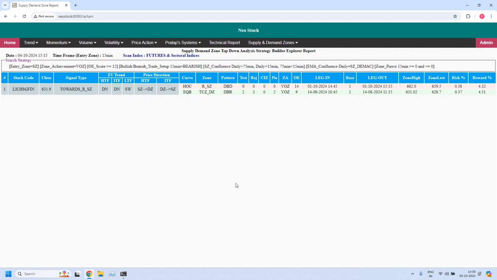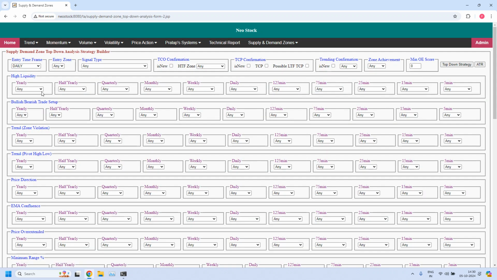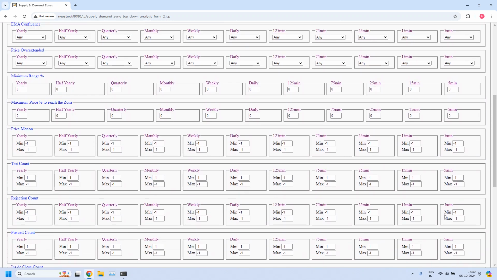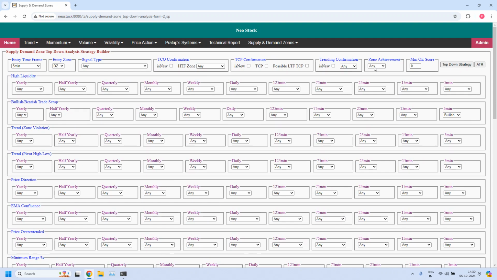Okay, this is about bearish trade setup for daily income trade, and the next one is hourly income trade, bullish trade setup. Entry time frame is 5 minutes, entry zone is demand zone. In bullish or bearish trade setup at 5 minutes, I am selecting bullish, and 5 minutes demand zone should not be pierced. So in the pierced count at 5 minutes time frame, I am setting minimum value 0, maximum value 0. Zone achievement should always be violated opposing zone. Minimum order enhancer score should be 12. All the 3 filters are applied to 5 minutes demand zone.